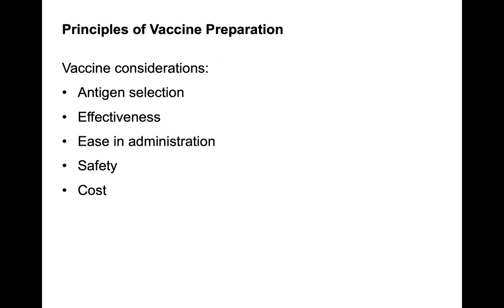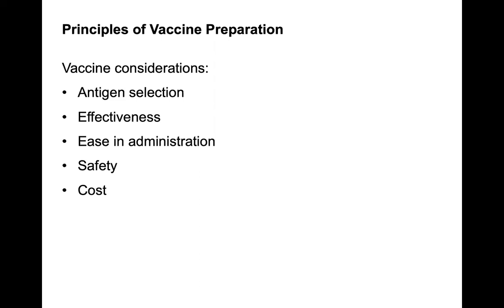So the principles of vaccine preparation, some considerations are the antigen that's selected, how effective is it, how easy is it to administer, the safety, and the cost. Again, all of these factors are actually currently in the news right now. They've talked about the effectiveness. We have 2 COVID vaccines that have just been released. Data has been released. The vaccines have not yet been released. The data suggests that they are quite effective. They're both about 95% effective.